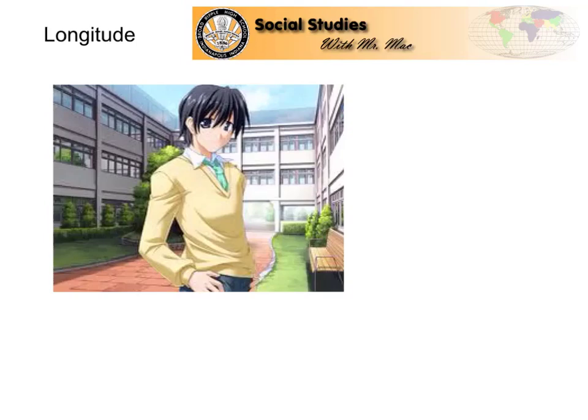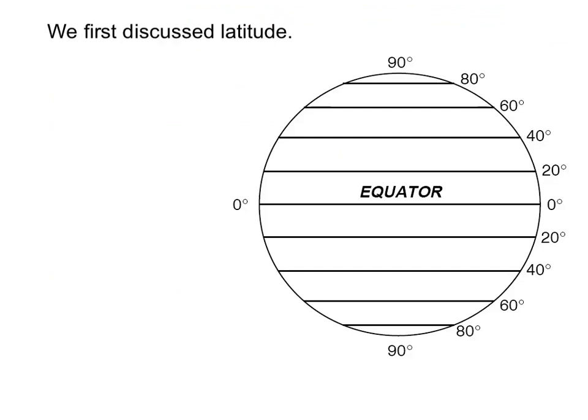We're going to talk about longitude. Remember, the last time we spoke, we talked about latitude. Latitude involves the lines that you see here. Each one of these is a line of latitude. And the most important line of latitude that we oriented on was called the equator.